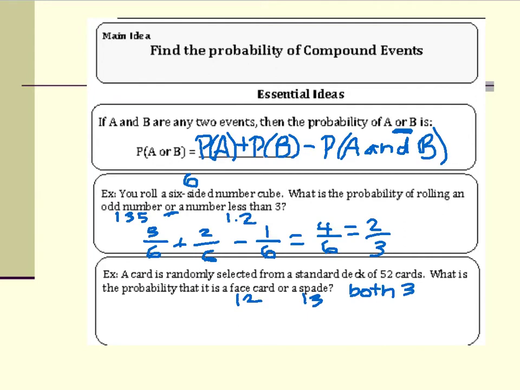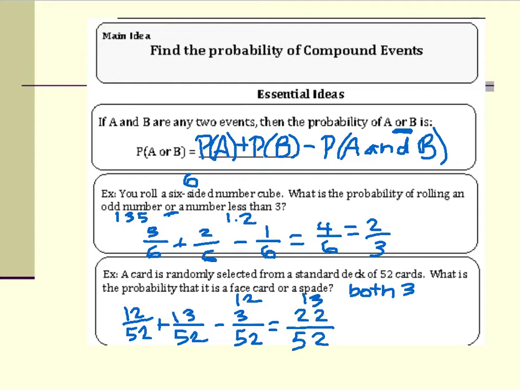So our probability is going to be 12 out of 52 plus 13 out of 52. And then we have to subtract what they have in common. They have 3 in common out of 52. So my denominator is going to stay 52. My numerator, well, we're going to do 12 plus 13 and then minus that 3. That'll give us 22 out of 52. And if you reduce it, that's 11 out of 26.